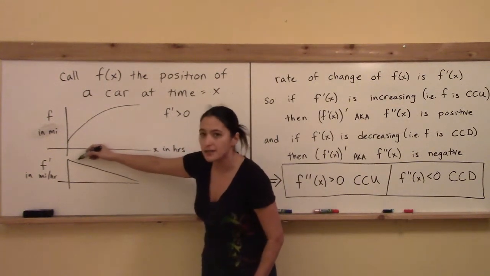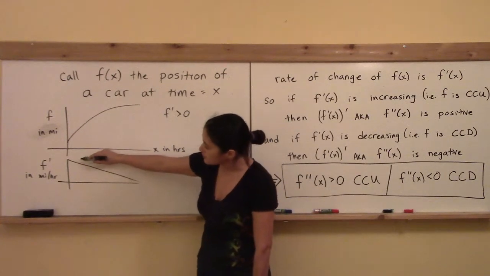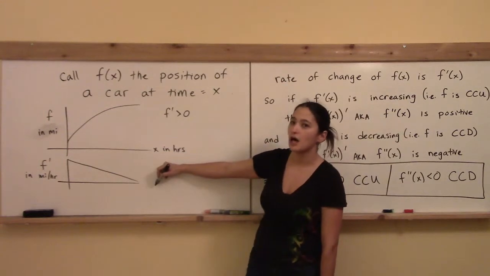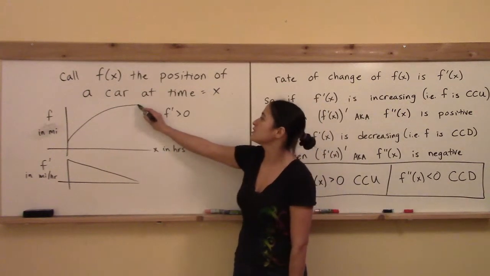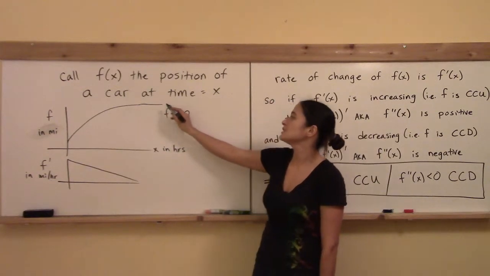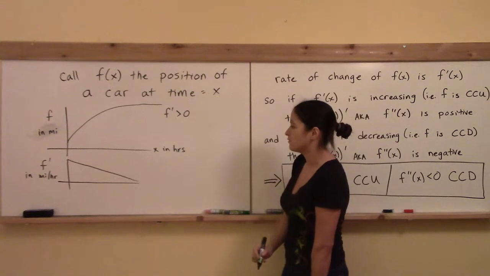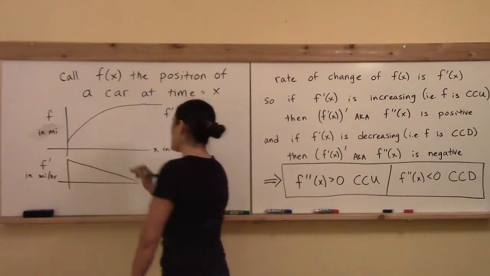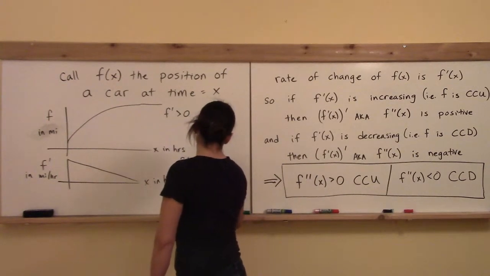So if I plotted the output of what I would see on my speedometer, you see first I'm going 20 miles per hour, then 10, then 5, then 2, then 1, and now I've hit a stop sign, so now I'm going to go 0 miles per hour, and sure enough my position is just going to top off, which is to say I'm not going anywhere anymore. I'm not increasing my position on the road. Okay, so this is still x in hours. But you can see here on this graph, f prime is decreasing.